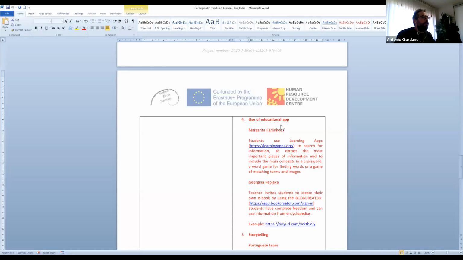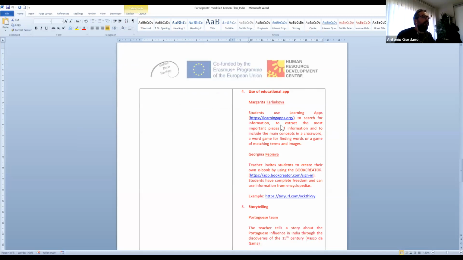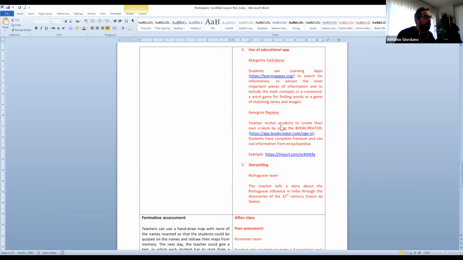So we were in the fourth activity suggested by teachers: use of an educational app with a learning app, and the possibility for students to produce their own ebook about the topic discussed in the classroom.